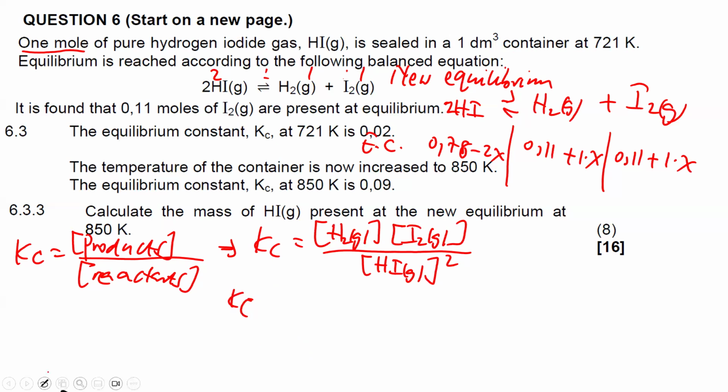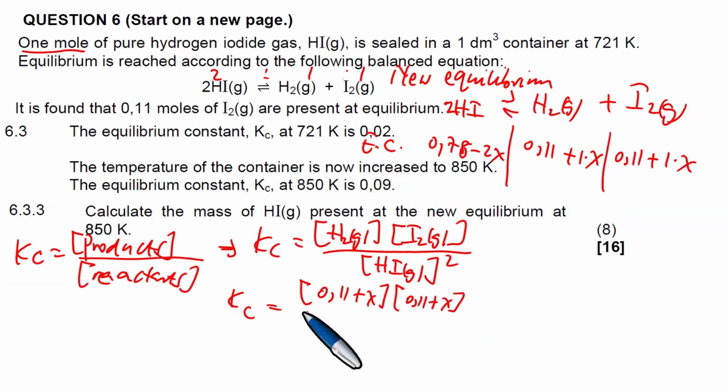What is our Kc? The hydrogen and iodine terms are 0.11 plus x, 0.11 plus x. We divide everything by the hydrogen iodide, which is 0.78 minus 2x. We square it. Why do we square it? Because of the 2 here. Okay, we're good. Now let's see what else we're getting.